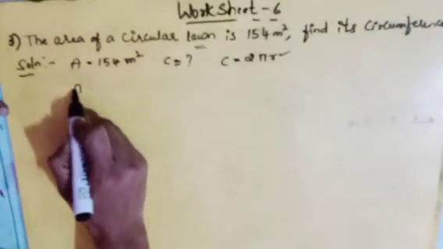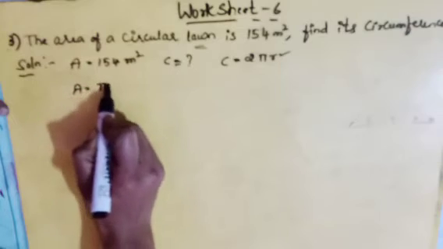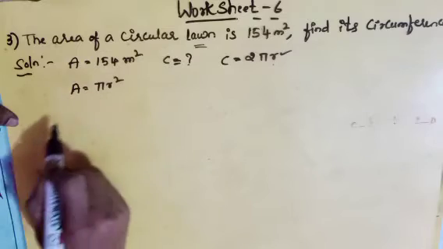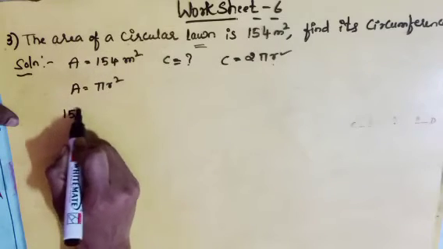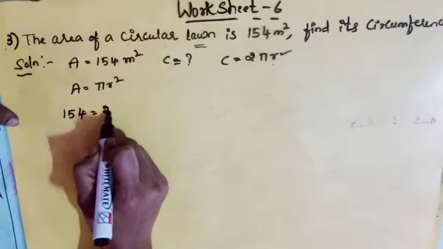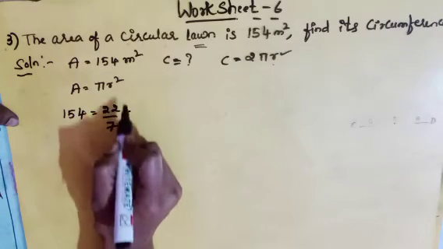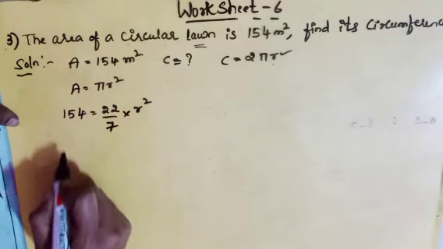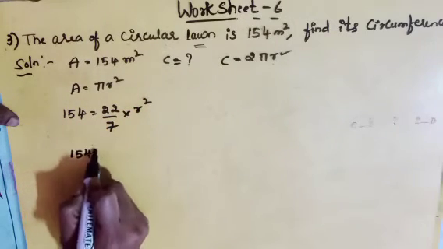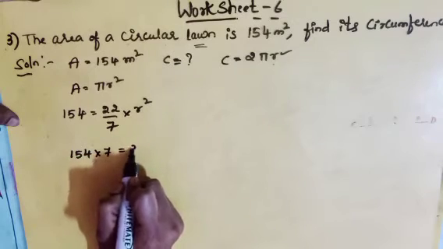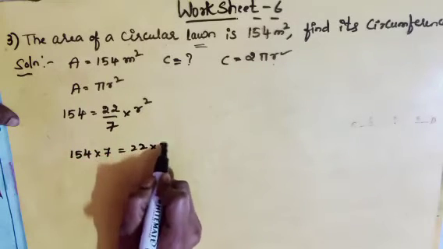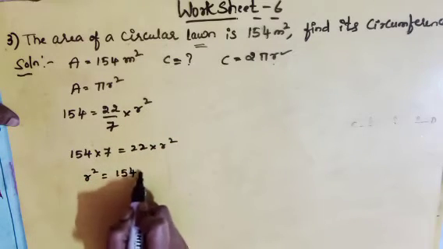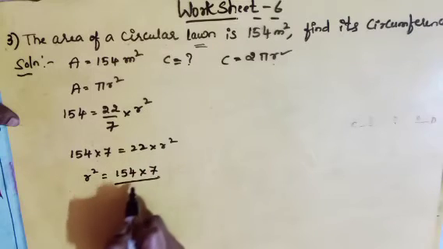So the area of a circle, A equals pi r square. The formula to find the area of a circle is A equals pi r square. Area is given, that is 154 equals the value of pi, 22 by 7, into r square. We have to find r square. Next, cross multiply: 154 into 7 equals 22 into r square. Next, r square equals 154 into 7 divided by 22.